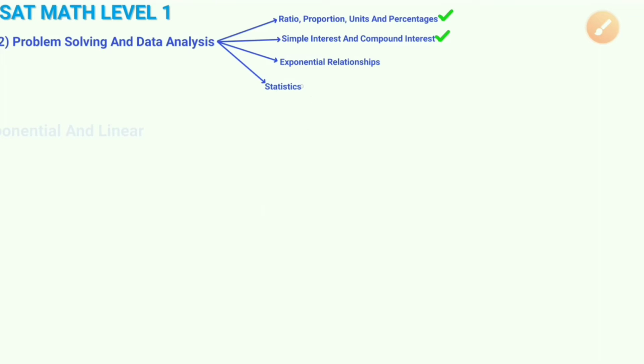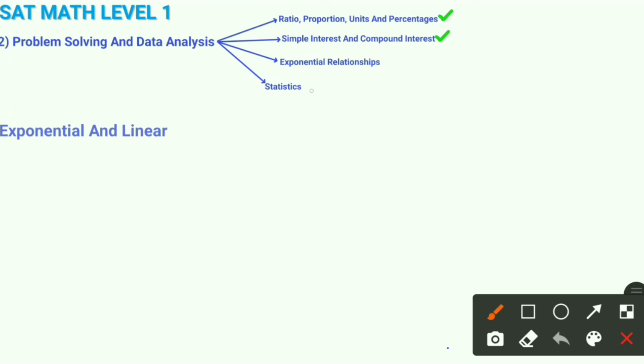And now we're going to move to the next topic, exponential relationships. Okay, so topic 3, let's start with topic 3. Topic 3 is exponential relationships. So exponential and linear. Let's begin.